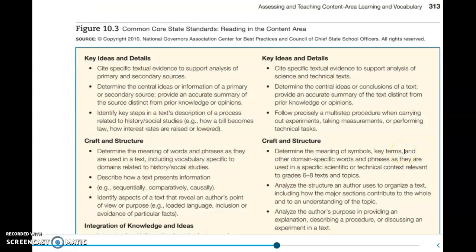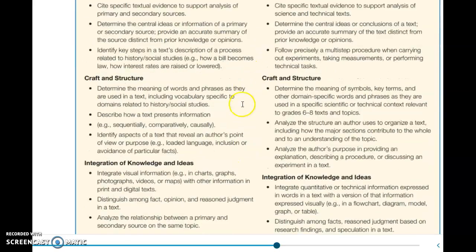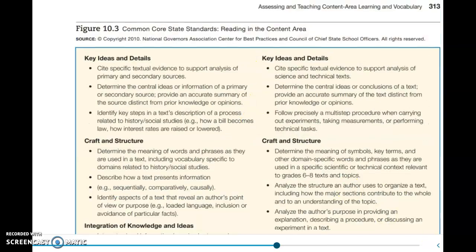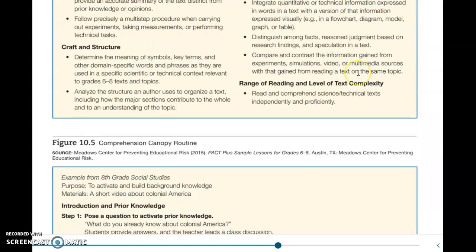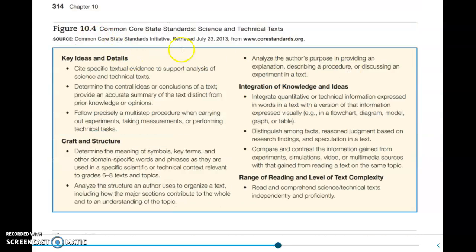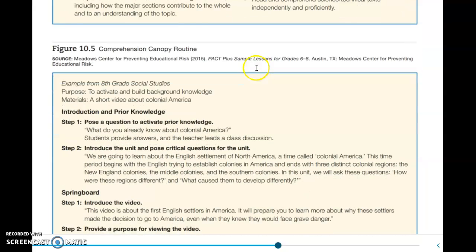And then 10-3, I think I just said point 0.4, but you know what I mean. Here are some other ones for reading in the content area, just some ideas for you. And then I also wanted to show you while I'm here, figure 10.4 and then 10.5, this comprehension canopy routine.